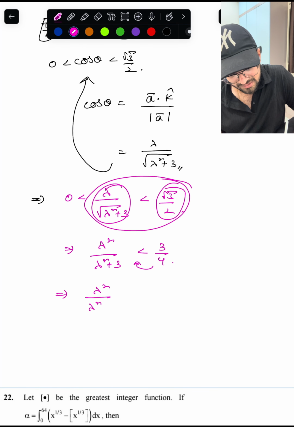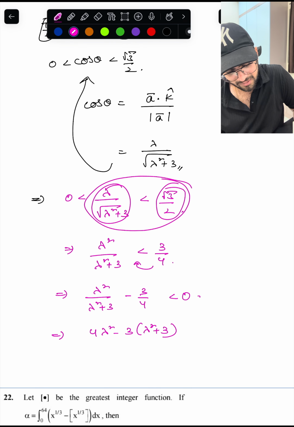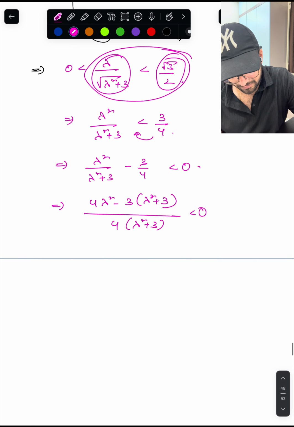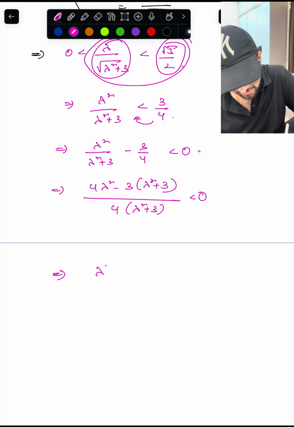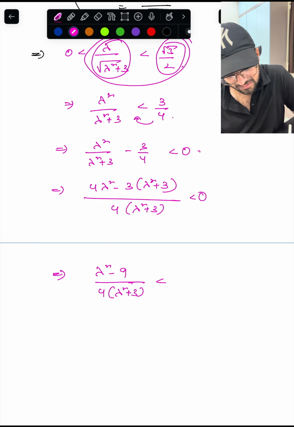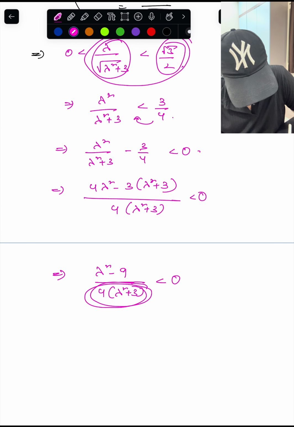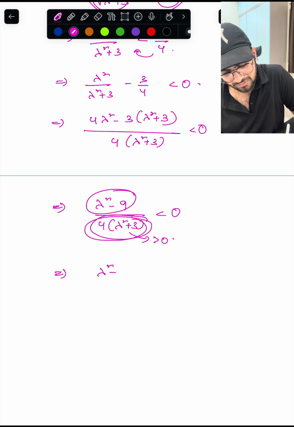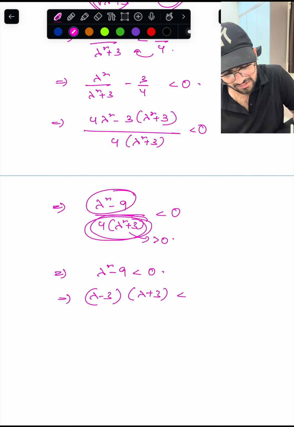So what I can do is lambda square by lambda square plus 3 minus 3 by 4 less than 0. So if you take the LCM, 4 lambda square minus 3 times of lambda square plus 3 by 4 times of lambda square plus 3 less than 0, right? So now you will be getting lambda square minus 9 by 4 times of lambda square plus 3 less than 0. So you can clearly say this is always positive. This is always positive, right? So simply the inequality depends on this. So lambda square minus 9 less than 0, lambda minus 3, lambda plus 3 less than 0.